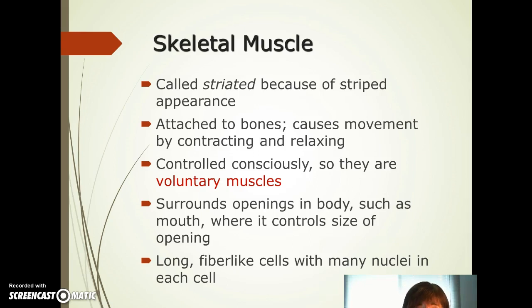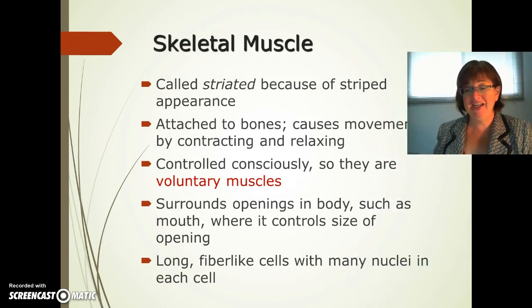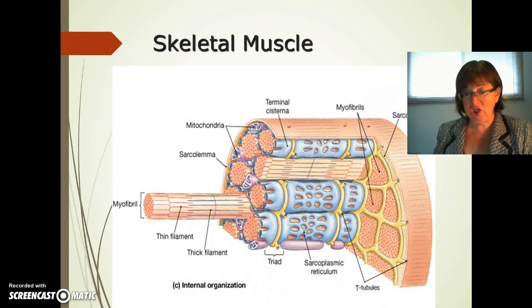They often surround an opening of the body, such as the mouth, such as your orbicularis oris, your mouth muscles. And they are long fibers that have many nuclei in each cell, and the nuclei are usually towards the outside, and you can't see it well in this diagram. Okay.